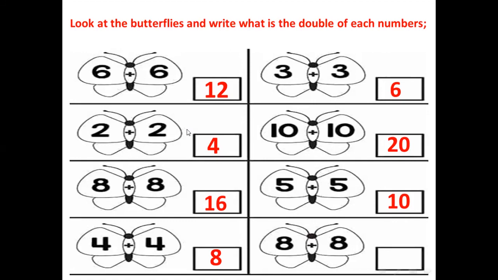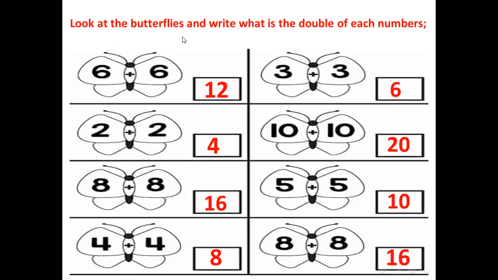Okay, I want the last one here. I want Jessie. Jessie, can you hear me, honey? Okay, by the way, the last one is repeated here. 8 plus 8, we said before, double of 8 is 16, okay?